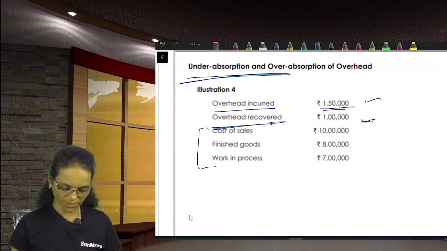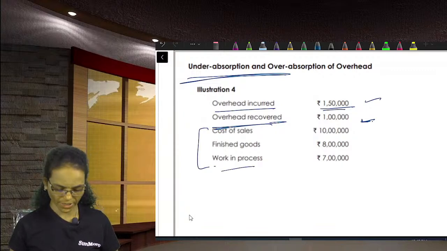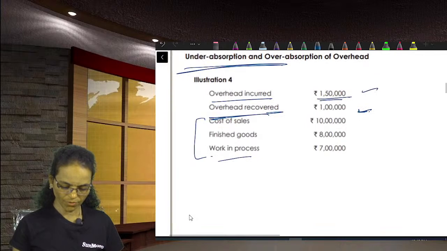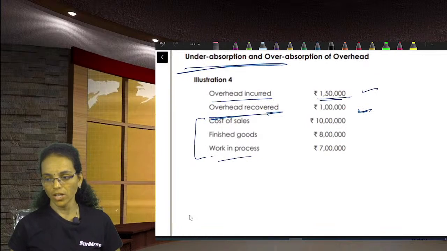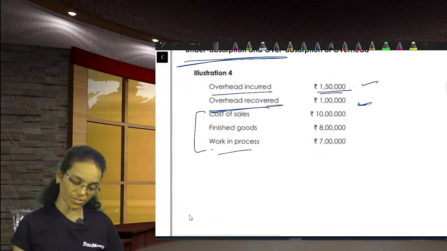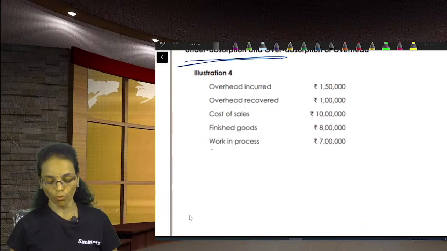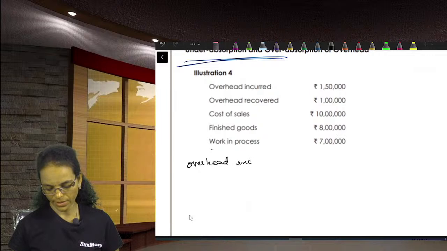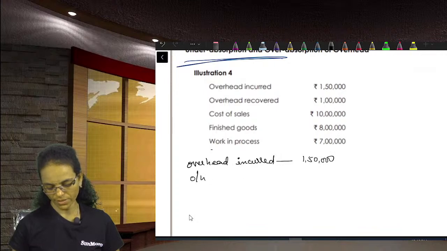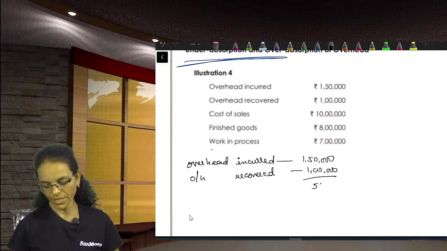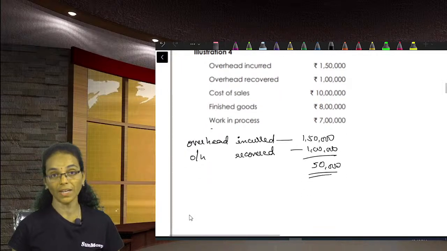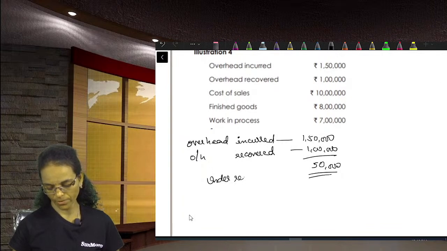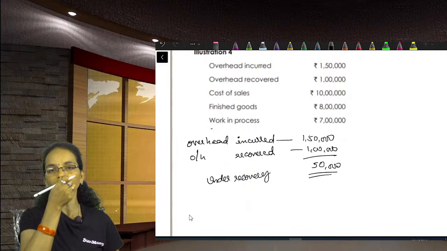Here it is given cost of sales, finished goods and work in progress. So we need to calculate the overhead recovery rate. First we need to know what is the under recovery or over recovery. See, overheads incurred is 1,50,000 rupees but overheads recovered is 1 lakh rupees only. Means there is a deficiency of 50,000 rupees. This we can say is under recovery of 50,000 rupees.